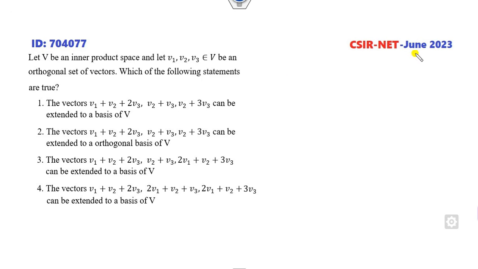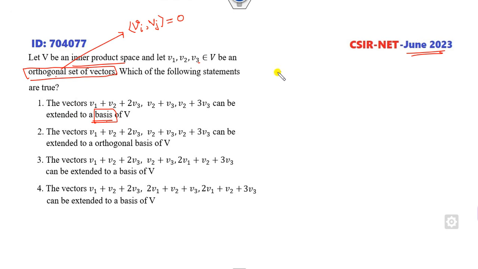Look at this another one. This is the June 2023 question. V is an inner product space. These are orthogonal. Orthogonal means Vi, Vj is 0. If it is orthonormal, then the length is 1. The set can be extended to a basis.